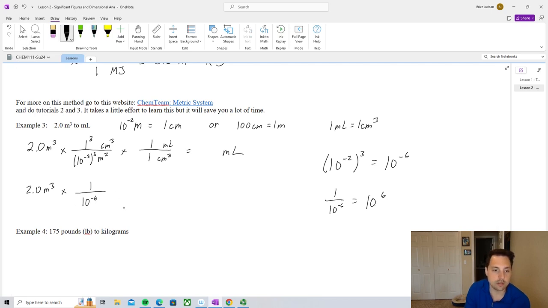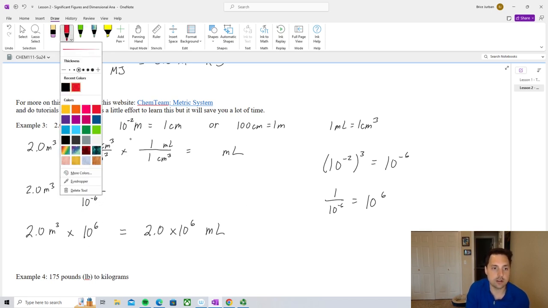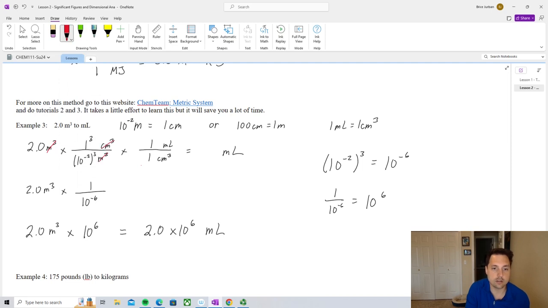So we can also write this as 2.0 cubic meters times 10 to the positive 6th. Okay, so we have our final answer is 2.0 times 10 to the 6th milliliters. Okay, so I'm ignoring the units here, but the units, if we look at it, they cancel out here to just give us milliliters.